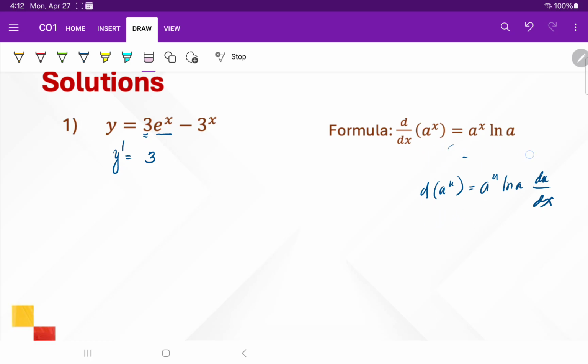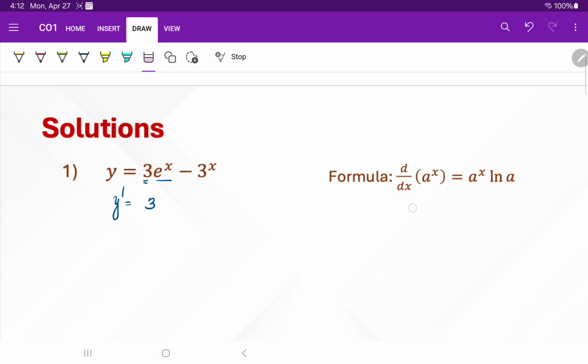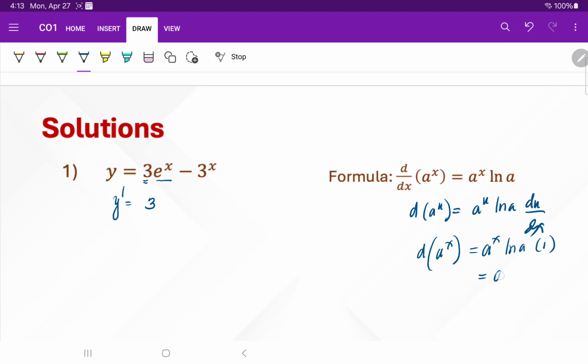Let's rewrite this first. Before this one, let's write the derivative of a to the u. It is a to the u ln of a times du dx. So if you have the derivative of a to the x, that's a to the x ln of a times 1. That's why it's simply a to the x ln of a. That's how you get this one.